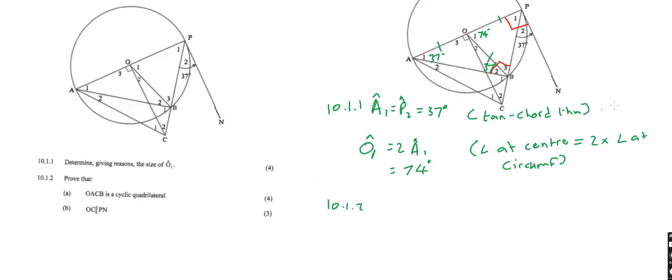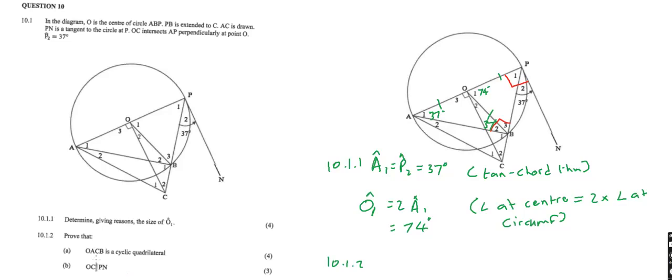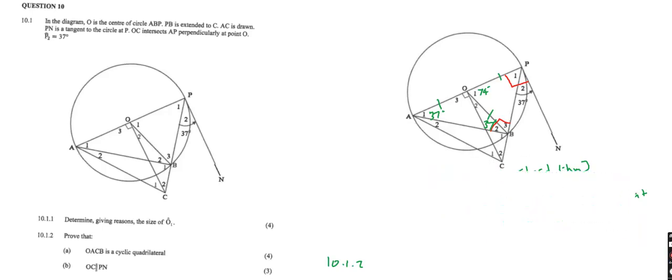So we are on 10.1.2. We have to prove a cyclic quadrilateral, OACB. So let's attempt to draw a circle around there. Excuse me, I'm going to delete these here because I want to use that circle or that diagram. I'm going to try to draw a circle. Let me make it orange. OACB.